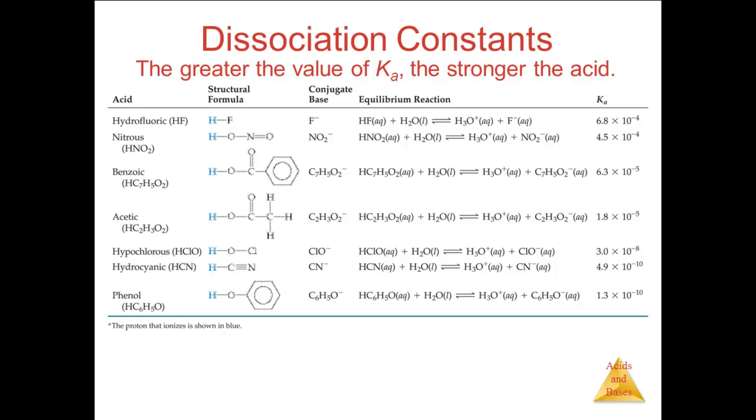Here is a table showing a few common weak acids with their structures, conjugate base, dissociation reaction in water, written in the Bronsted form, and the value of Ka. The table in the appendix at the back of your book has many more acids and Ka values.